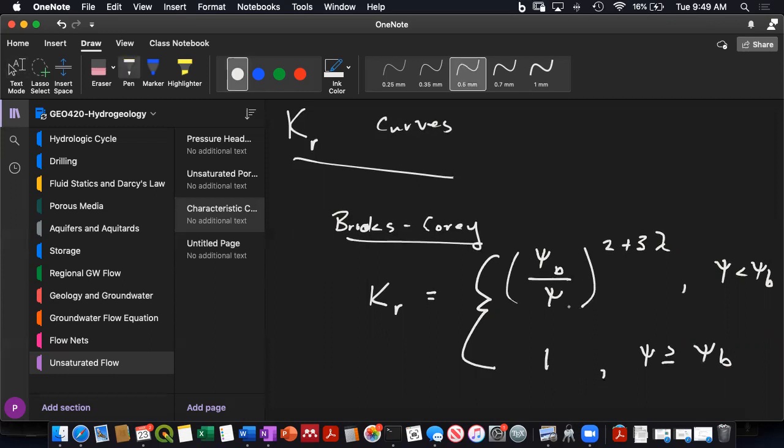So same thing goes. You take that column of psi, you plug it into this equation. You have another column that just calculates this equation. So you get a series of K sub R's. And this psi b and the lambda are the same variables as for the capillary pressure curve or the negative pressure head curve.